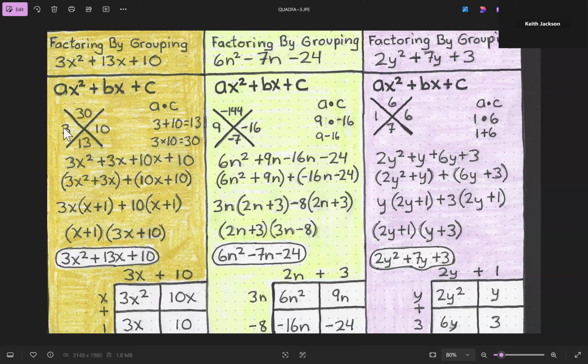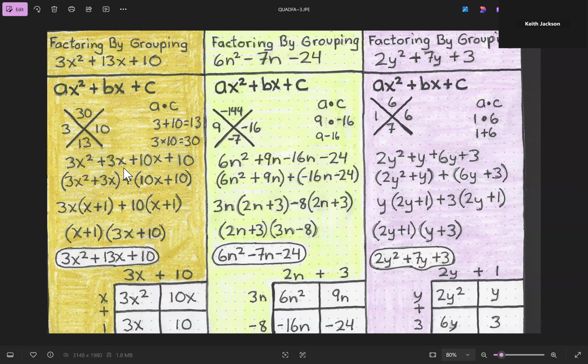Then I'm going to treat this as a 3x, and I'm going to treat this as a 10x, because 3x plus 10x will give me 13x. I'm just going to write it out down here. I'm going to keep this 3x squared right here. I'm going to use this 3 as 3x right here, and use this 10 as 10x here, because they combine to make that b right there. And then I'm just going to drop down the 10. So now we have 3x squared plus 3x plus 10x plus 10.